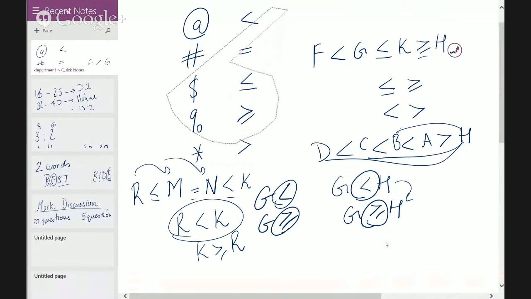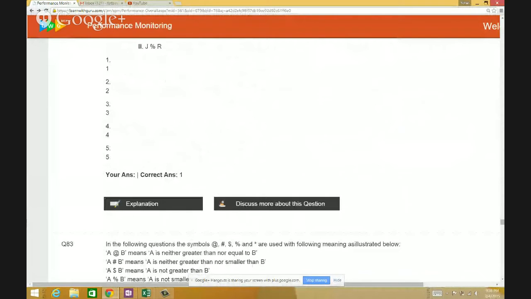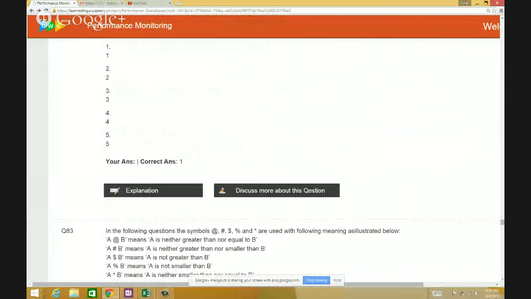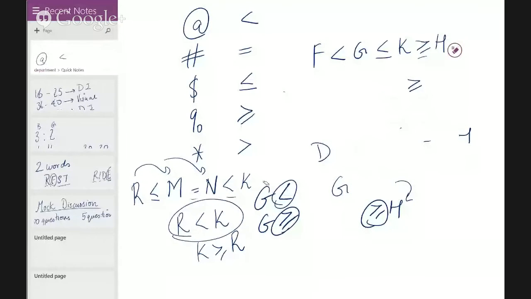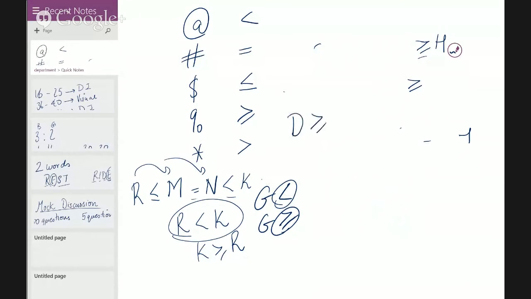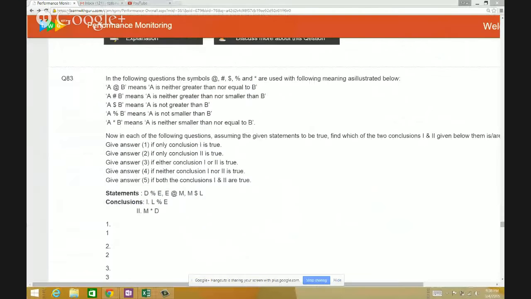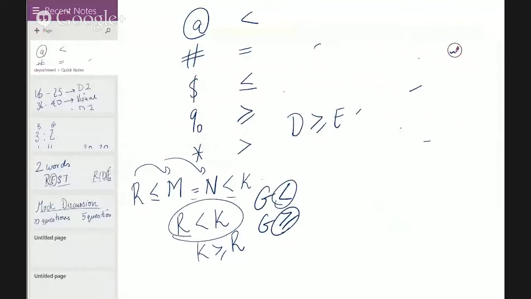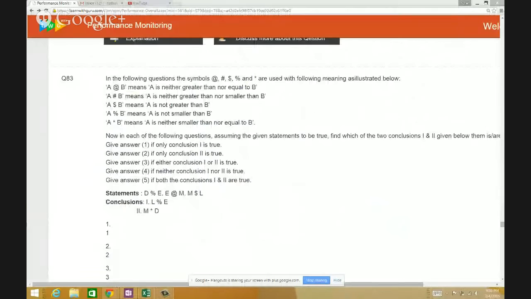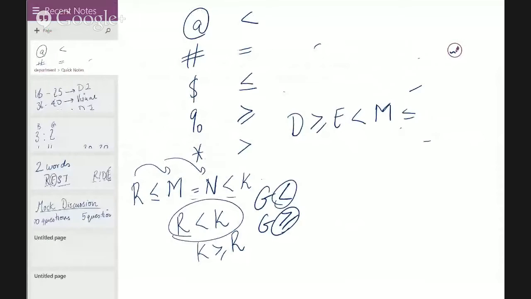I'll explain one more question to you. Let's have a look at one more question. D percent E. So what is percent, by the way? Percent is more than or equal to, so D is more than or equal to E. Next, they're saying E at the rate M, so E less than M. And then M dollar L, so M is less than or equal to L. Are you clear? Let's move forward.